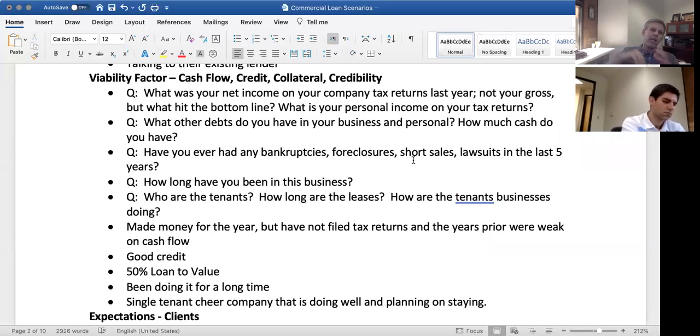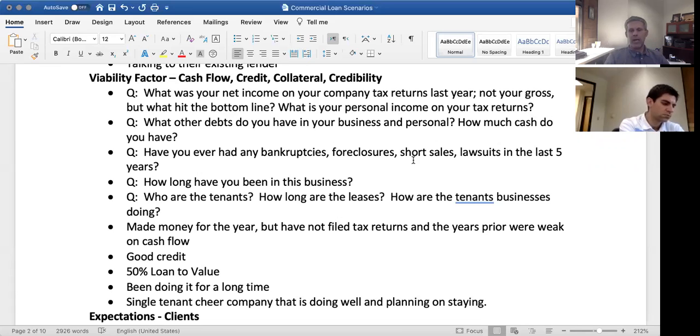Viability factor, again, cash flow, collateral, credibility. So again, what was your net income on the company tax returns last year? Not gross, but net, what hit the bottom line for the property, because remember it's an investment. And then what is the personal income on the tax returns? Again, he made money last year. He was able to show us there was good cash flow. There's a lease in place, so that was a big plus.